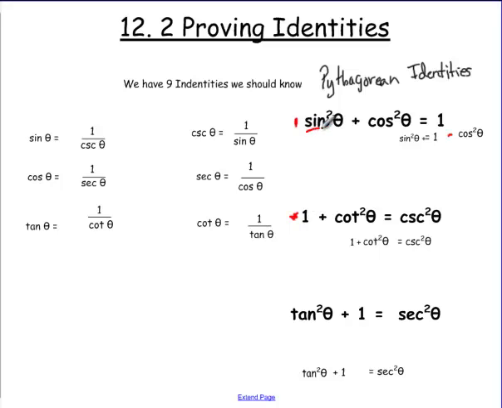How did I get 1? I divided by sine squared. If I divide that by sine squared, I have to divide everybody by sine squared. Sine squared divided by sine squared is 1. Cosine squared divided by sine squared is cotangent squared. And then 1 divided by sine squared would be cosecant squared. But that should be all review, so I don't want to waste my time with that. What I want to show you is all these manipulations.